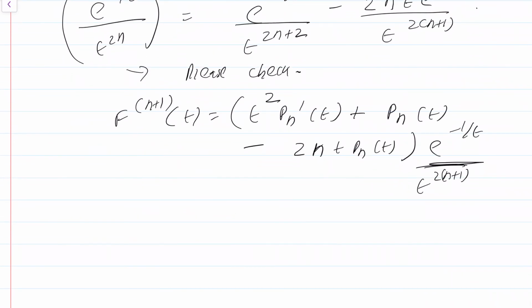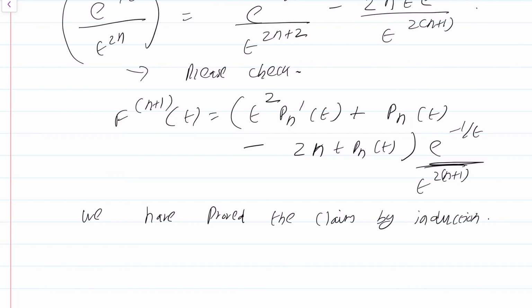Okay, so this is just a routine computation. Please check or check the notes for all the details worked out. Okay, so we have proved the claim by induction. So now we exactly know how f n plus 1 of t at t greater than 0 is going to look like.